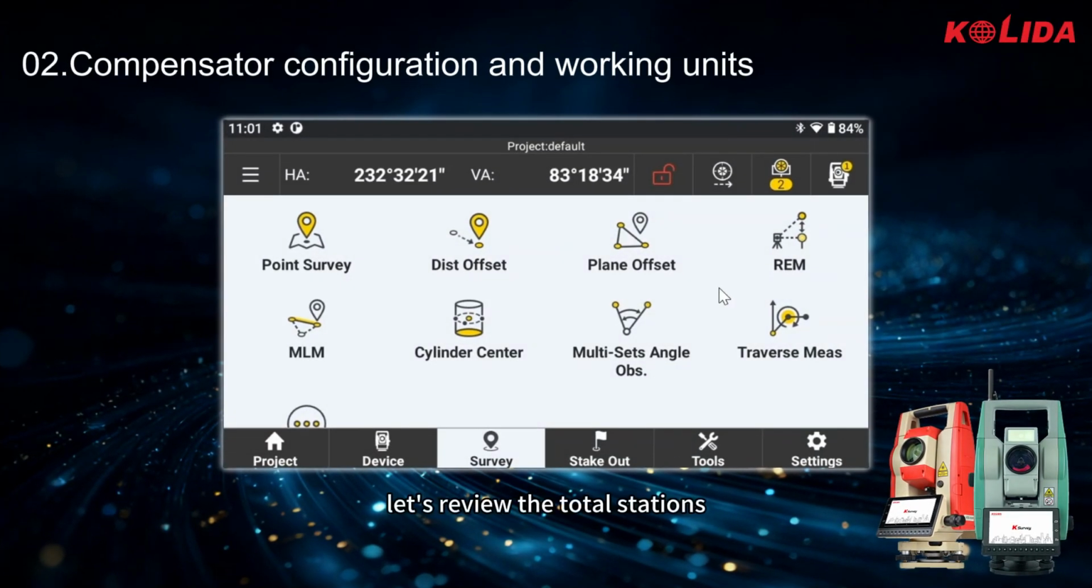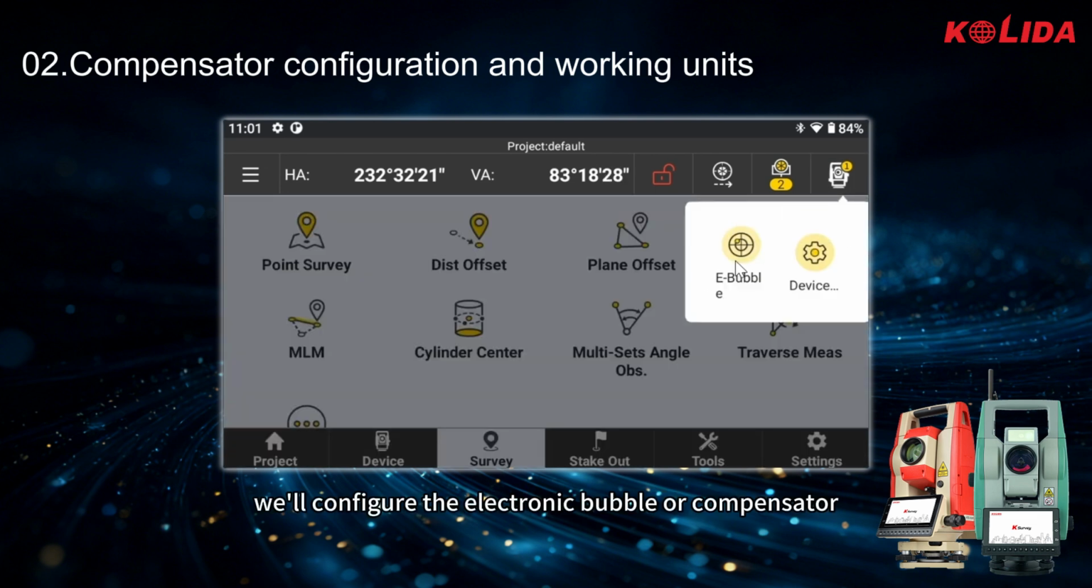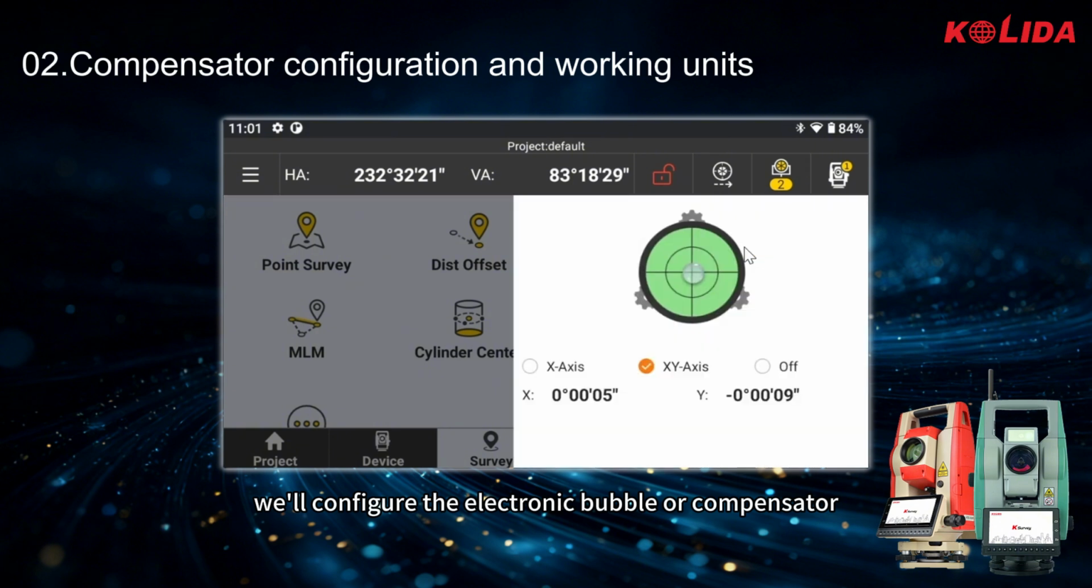Let's review the total station's compensator and units settings. To do this, we'll go to the total station icon that we see in the upper right corner, and first we'll configure the electronic bubble or compensator. Note that the station is well leveled. We can turn on the compensator on only one axis or turn it off on both axes.